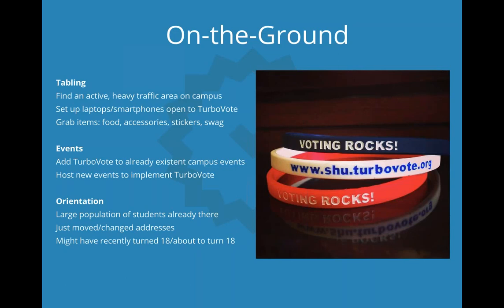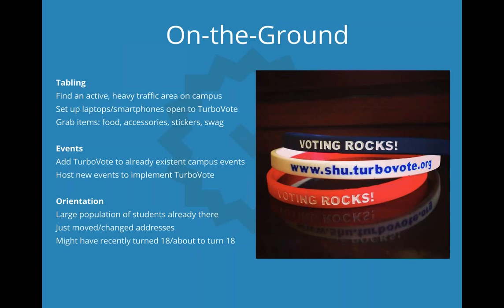Another big key for on-the-ground implementation is orientation. When so many new students are coming in for the first time, students who have either recently moved or have a new address because they're coming to college for the first time, or obviously students who just turned 18 or will soon turn 18. They're already there, they're signing up for so many things, they're registering for classes. Why not register them to vote right then and there also?